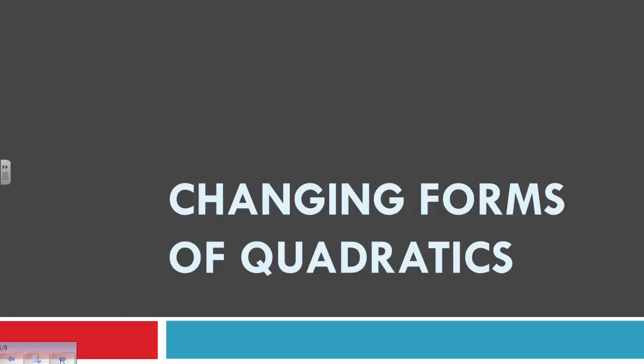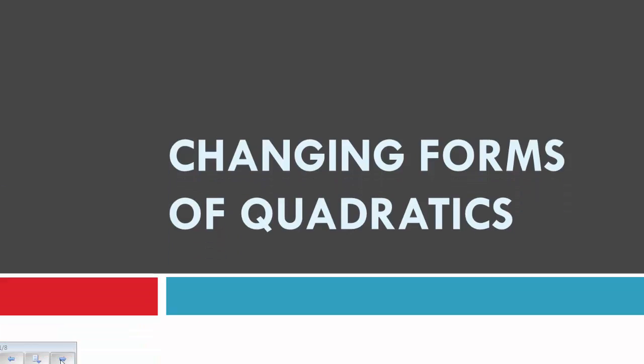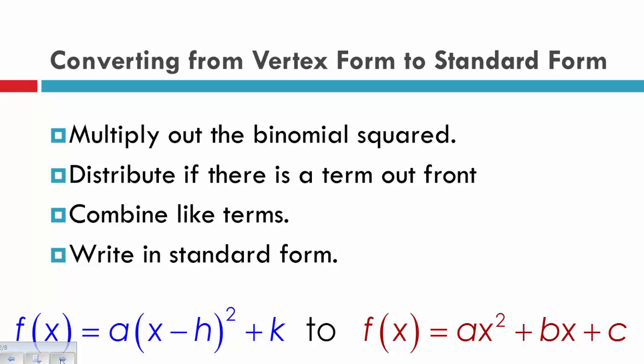In this lesson, we're going to talk about how to change the different forms of your quadratic: standard to vertex and vertex to standard. Write these down. This is what you're going to do for converting from vertex to standard form. Down at the bottom of the screen, you'll see in blue what vertex form looks like. That's what the problem is going to come to you as.